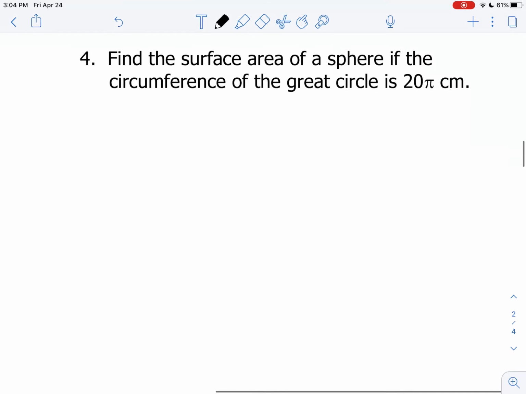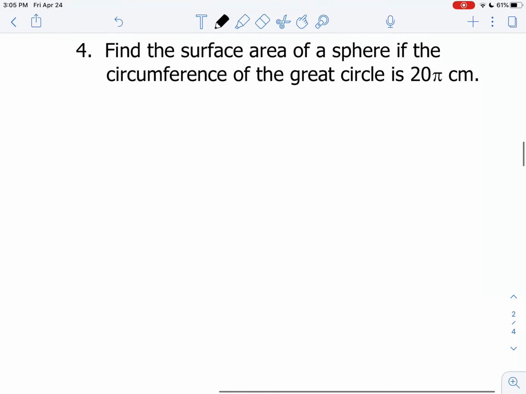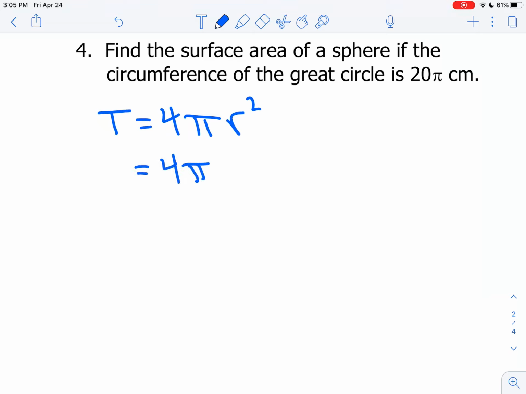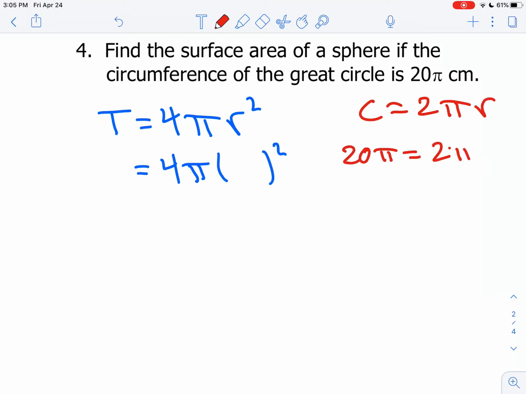Find the surface area of a sphere if the circumference of the great circle is 20 pi. So I do have a formula for total surface area of a sphere. Total surface area is 4 pi r squared, but there's a problem. I don't know the radius. So now I'm going to switch colors. Circumference equals 2 pi r. So 20 pi equals 2 pi r. I can't find the area without the radius, so I need to use the circumference to find that radius.